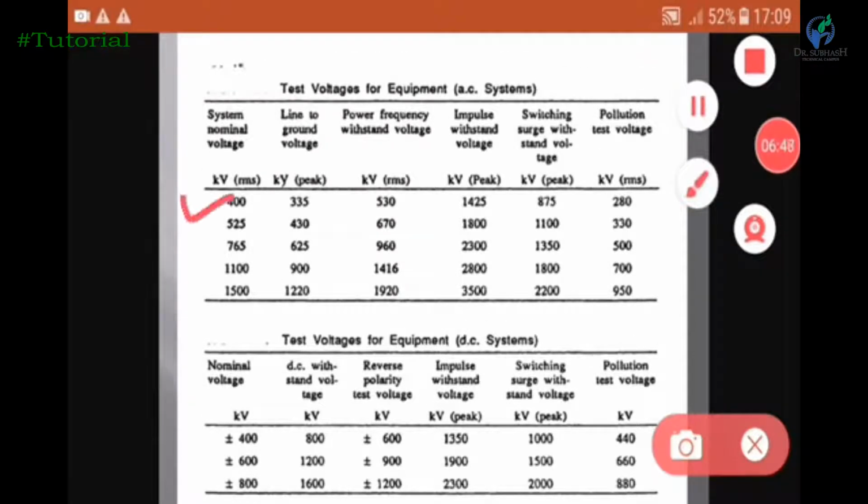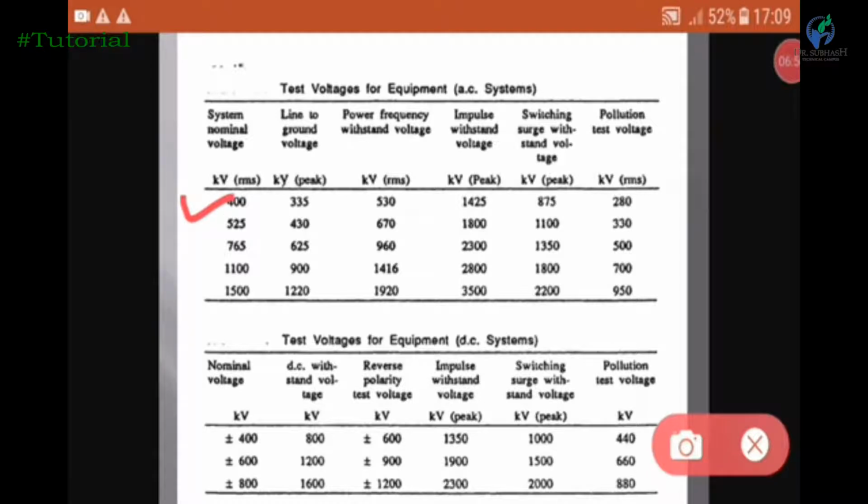In the first case, we can see the 400 kilovolt RMS system. System nominal voltage is 400 kilovolt. Line to ground voltage is 335 kilovolt peak. Power frequency withstand voltage is 530. So it is almost equal to 1.3 times the system nominal voltage.